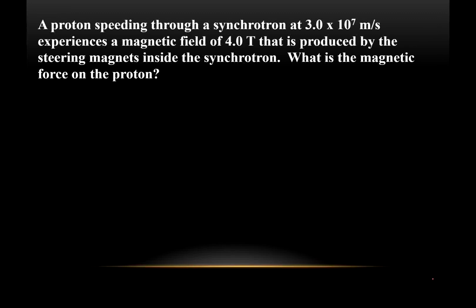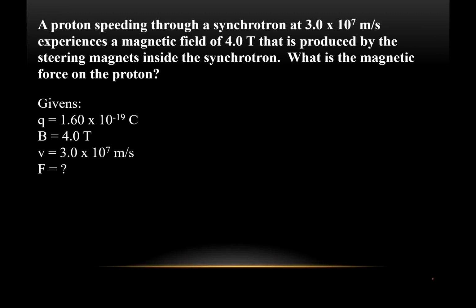That's a lot of information just being thrown at you. It sounds like a lot of information, but it's not. Remember, write down your givens. Always write your givens down first. So first thing we're told there is the velocity. So we can write down our velocity is 3 times 10 to the 7th meters per second. They also told us we have a magnetic field of 4 Teslas. So I can put that in for my B, my magnetic field. I put in 4 Teslas.